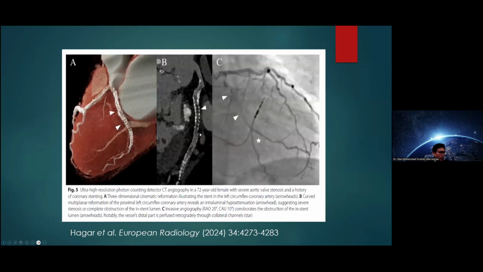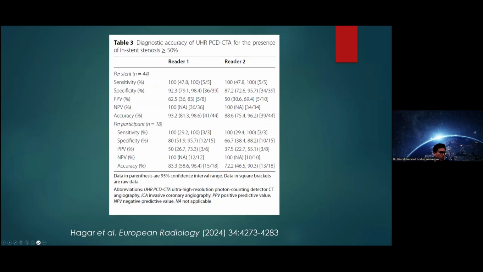This is another patient with stents within the circumflex coronary artery, showing hypoattenuated lesions within, causing severe, total occlusion. The coronary angiogram done corroborates the obstruction of the in-stent lumen, and the distal part of the LCX is perfused retrogradely through the collateral channels. So it has a high sensitivity and specificity as well.